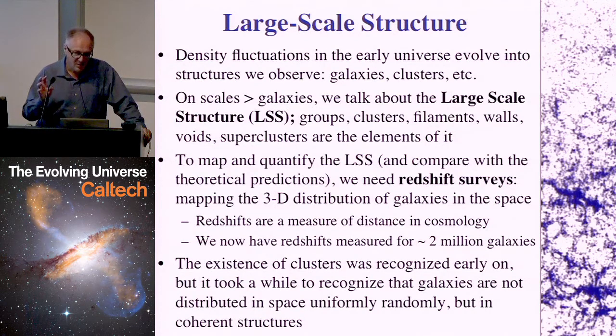Now, a cluster of galaxies was very obvious and visible very early on. But amazingly, it took a long time, until about the 1980s, to realize that galaxies are not uniformly, randomly peppered through the universe with an occasional blob like a cluster, but they actually form coherent structures of filaments and sheets and whatnot.